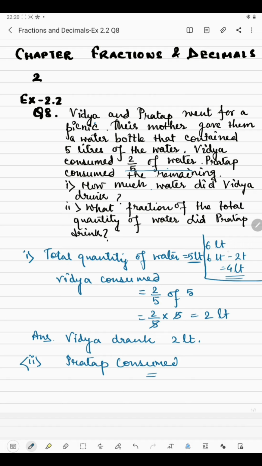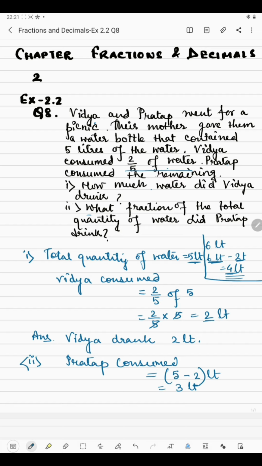So how to find this? From the total quantity, if you subtract the quantity of water Vidya consumed, then we will get the quantity of water Pratap consumed. Okay, so here total quantity was 5 liters, and out of 5 liters, if you subtract 2 liters, which is consumed by Vidya, then you will get the amount of water Pratap consumed. So it's 3 liters. But here in the question, quantity is not asked, that is not asked.